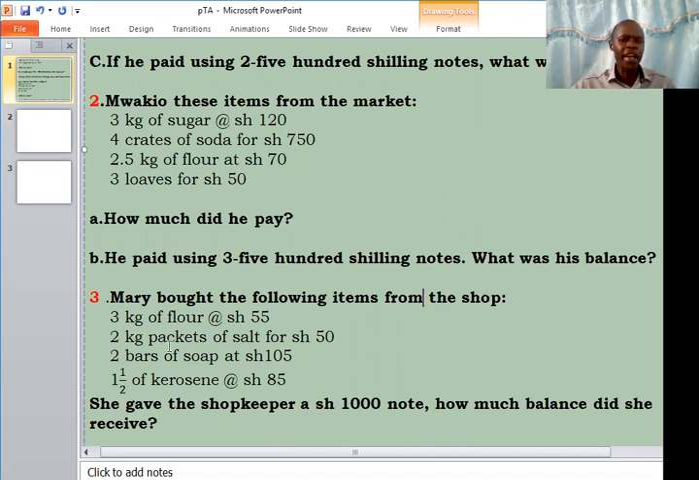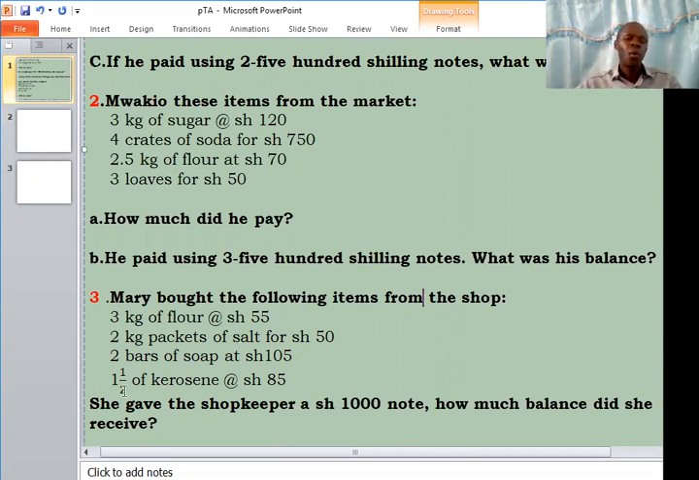2 kilogram packets of salt for 50 shillings. Are we going to multiply? Of course. Somebody somewhere is saying no. We shall not multiply because "for" means all. 2 bars of soap at 105 shillings. Do we multiply? Yes. We shall take 2 times 105.